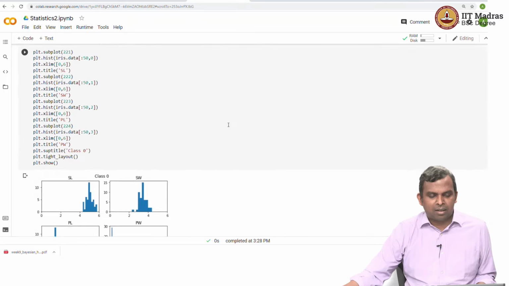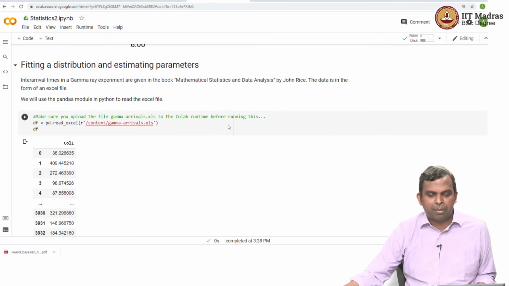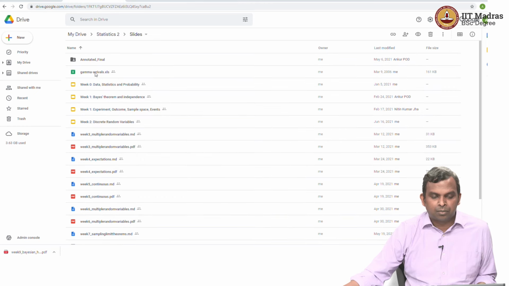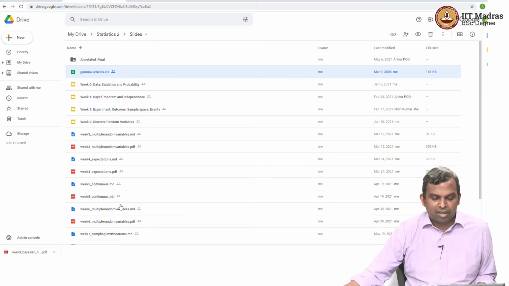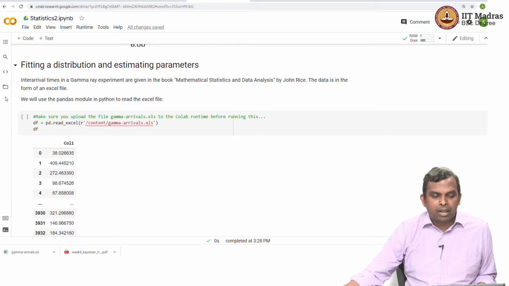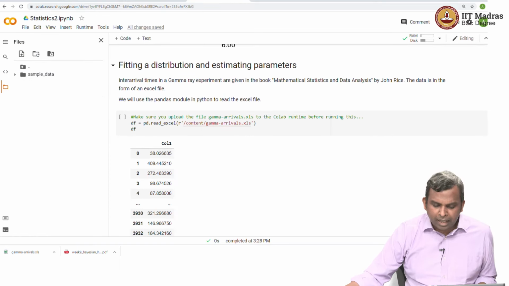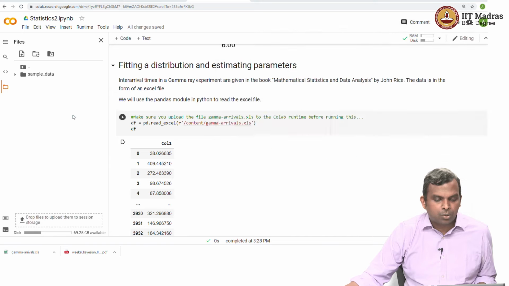So let's start by looking at it. Okay, so it's about fitting a distribution and estimating parameters when the data is given to you. We need one more thing here. We need one data file which is about gamma arrivals, etc. So I have to put it into my workspace here so that I load it. So for that, gamma arrivals, this needs to go here.